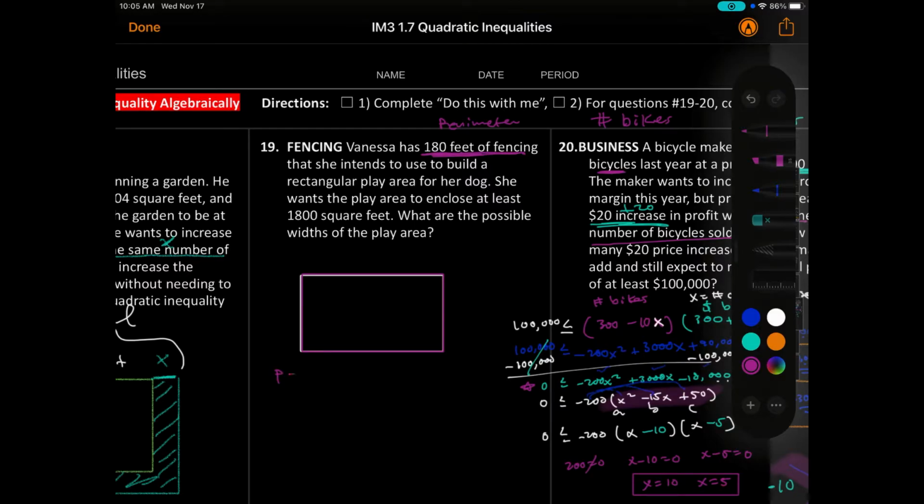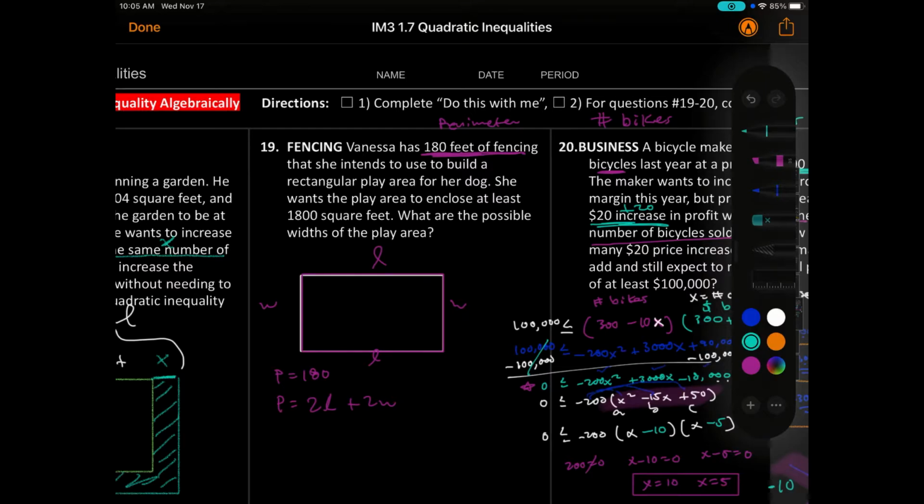So a perimeter of 180. And what is perimeter? Well, you have width, you have width, you have length, you have length. You just add all of those up and you'll get 2 times the length plus 2 times the width, right? Just combine like terms. Okay.